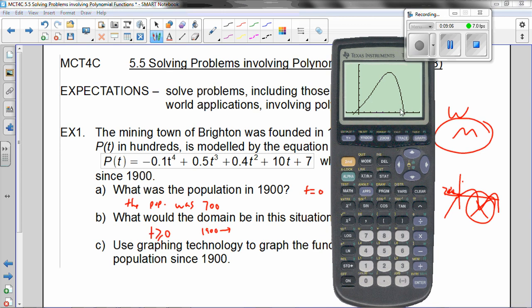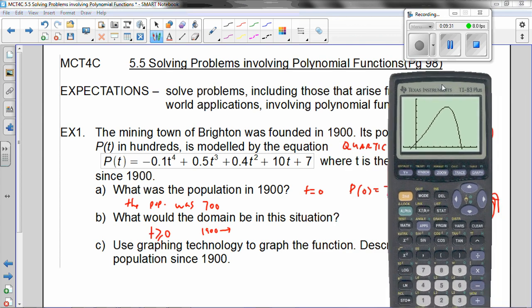And so I can see this, the mining town, as the mines are getting bigger, the population's going up, reached a maximum after so many years, and then maybe the mine closed and everyone moved away. And then notice that the model goes into negatives, right? But it doesn't make any sense for us to model that.